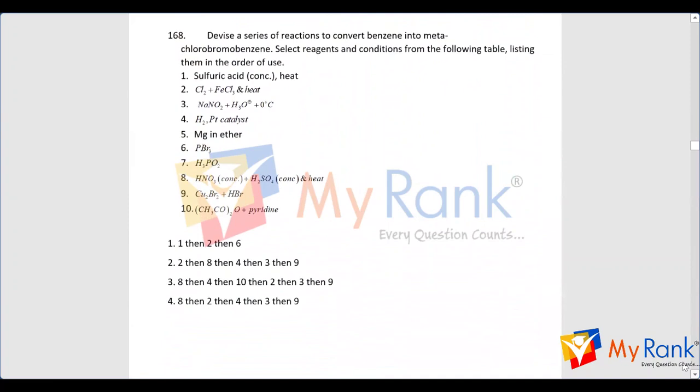Question number 168. Devise a series of reactions to convert benzene into metachlorobromobenzene. The given compound is where the benzene is converted into metachlorobromobenzene. Chlorine here, the bromine here. So how to convert benzene to metachlorobromobenzene? Here we have to perform the chlorination reaction, bromination reaction, and you have to introduce the group at the meta position, which means you have to subject it to a nitration reaction also.